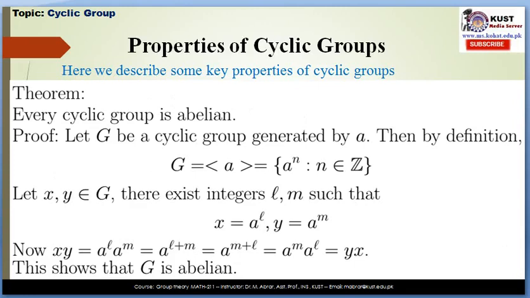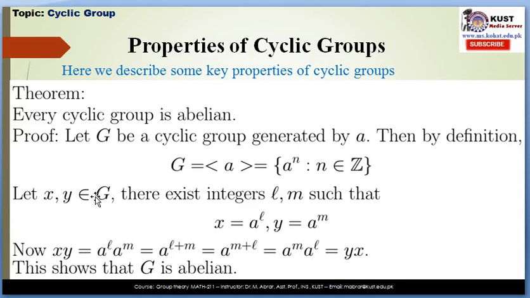Okay, here are some properties of cyclic groups. For example, the first one says every cyclic group is abelian. Okay, we consider a group which is cyclic generated by a, so this a is the generator of G, and we need to prove that it is actually abelian. So we take 2 elements from the group and we need to prove that these 2 elements commute, that is xy is nothing but yx.